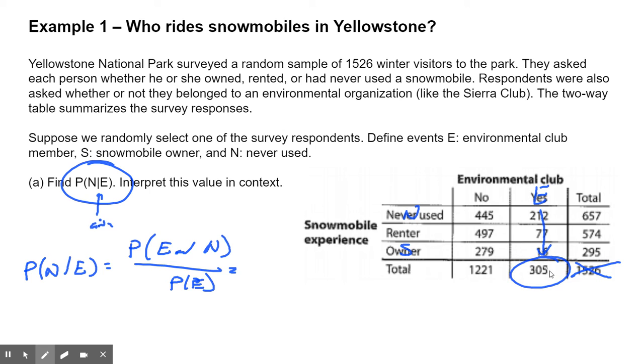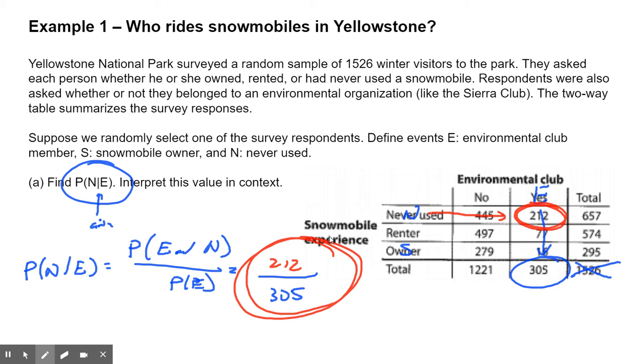We are going to limit the total to just the total of the given amount, 305. And now to find E and N, we have to use E and N. Here's N. Just slide N over to the E column, and there's your 212, and that's your top number. And this is how you find conditional probability.